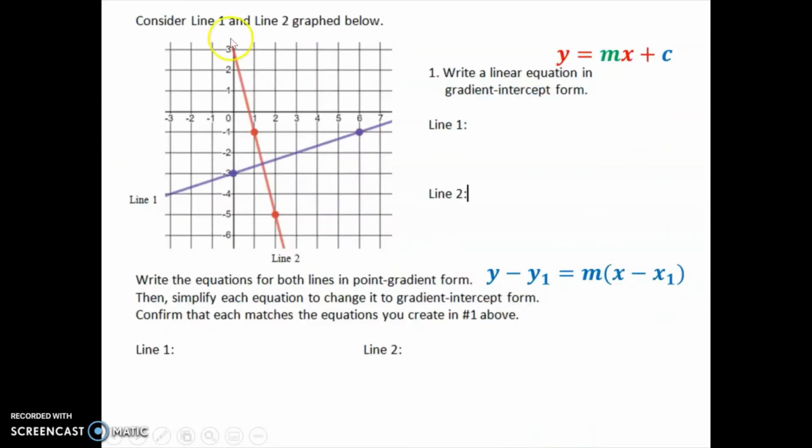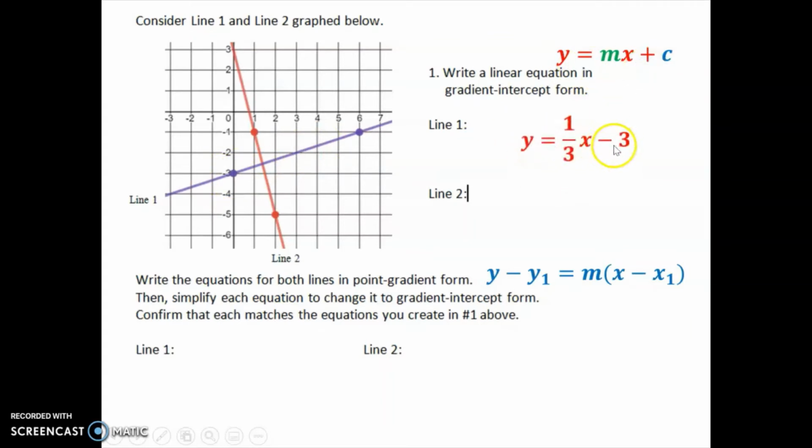Okay, so now with this problem here, I want you to do this. Look at the red line, purple line. Purple line is line 1. I want you to write a linear equation in gradient-intercept form, or slope-intercept form. So in other words, just look at the line, find the slope, and then check the y-intercept, for example, here for the purple line, and then write the equation in this form.